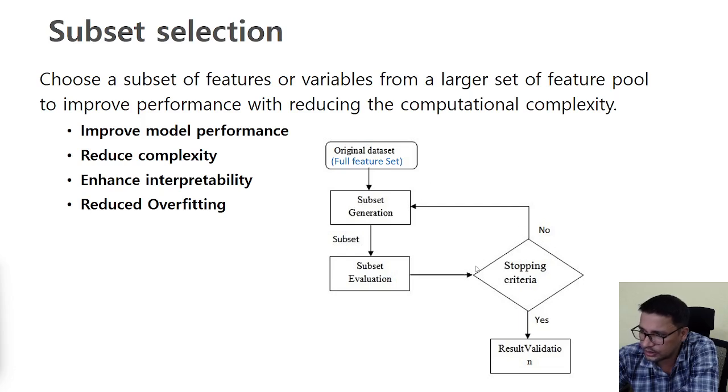Otherwise we iteratively select, up to when the stopping criteria is met, okay? And this method improves the model performance with limited parameters, and obviously reduces the complexity. And if we have a very limited number of features, then it is very easy to interpret them, and also it reduces overfitting.